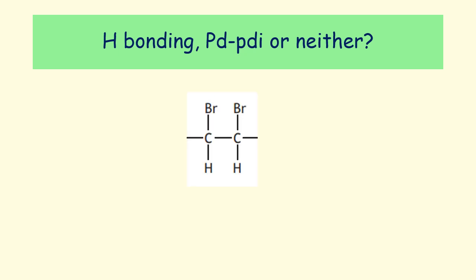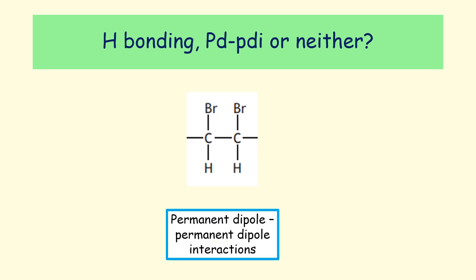This next molecule is part of a polymer, and I want you to look at the bonds in it, and do you think it will have hydrogen bonding, permanent dipole, or neither? Well, hopefully you've identified that that is a polar molecule. It's not symmetrical, and the carbon-bromine bond is polar. Carbon-bromine is not one of those three bonds which allows a molecule to form hydrogen bonds. It's not an OH, an NH, or an FH. So that one has permanent dipole interactions.